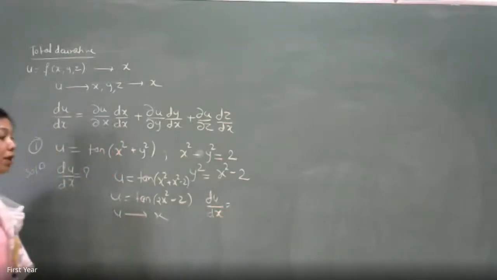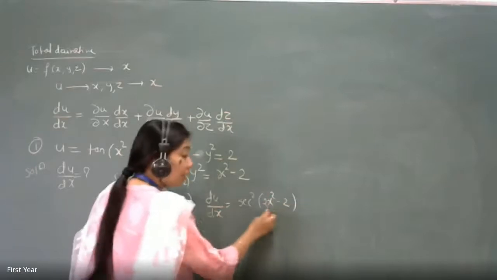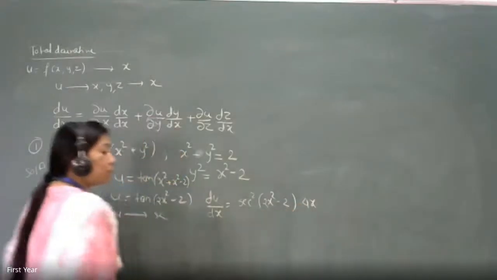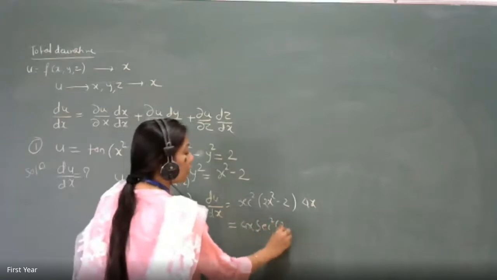du by dx will be the derivative of tan of 2x square minus 2. What is that? sec square of 2x square minus 2 into the derivative of this function, that is 4x. The derivative of 2x square is 4x, the derivative of 2 is 0. So your final answer will be 4x into sec square of 2x square minus 2.